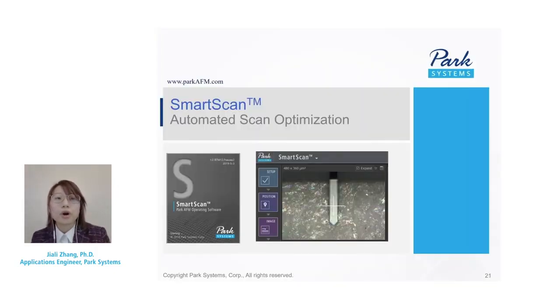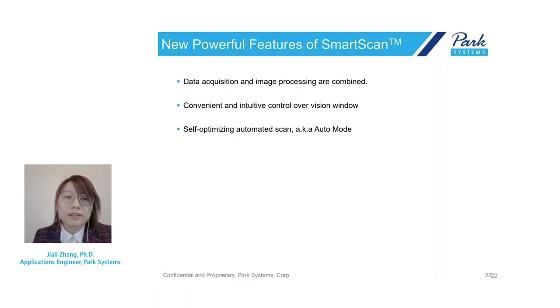Now, in the second part of the webinar, I'm going to introduce the recent innovations in our data acquisition software, SmartScan. All our users are very familiar with SmartScan, the operating software for Park Systems AFM. It allows new users, especially beginner AFM users, to produce high quality AFM images with simple clicks using auto mode. While operating in manual mode, SmartScan provides all the functions and tools necessary for experienced users to feel at home.